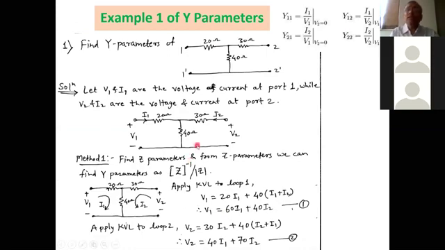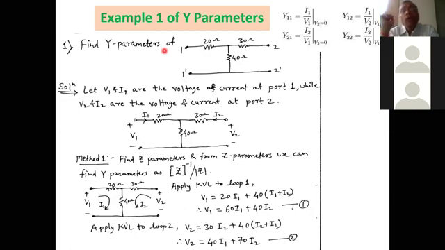So let us take the same numerical. Purposely I have taken the same numericals. You can take even different numericals. Okay, so a T network is given to you, with 20, 30 and 40. This T network is given having two ports, 1, 1 dash and 2, 2 dash. Find the Y parameters of this. So that is the question.